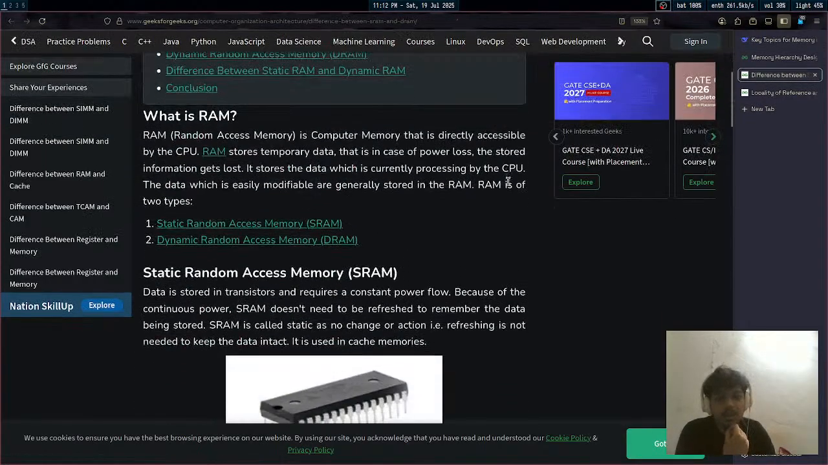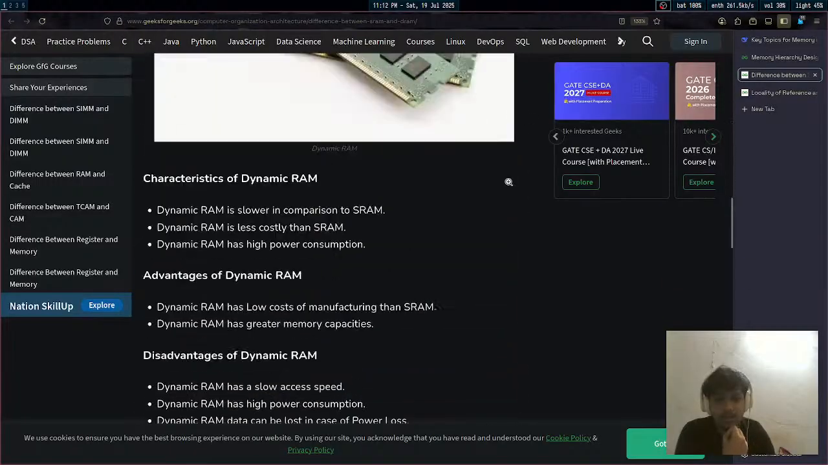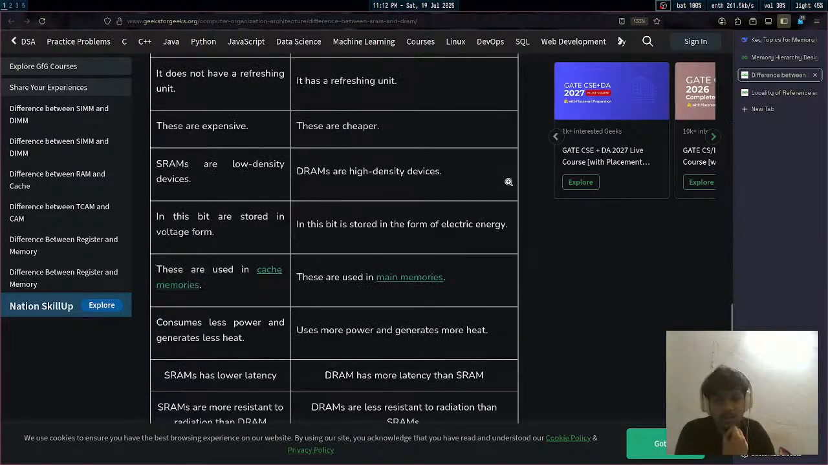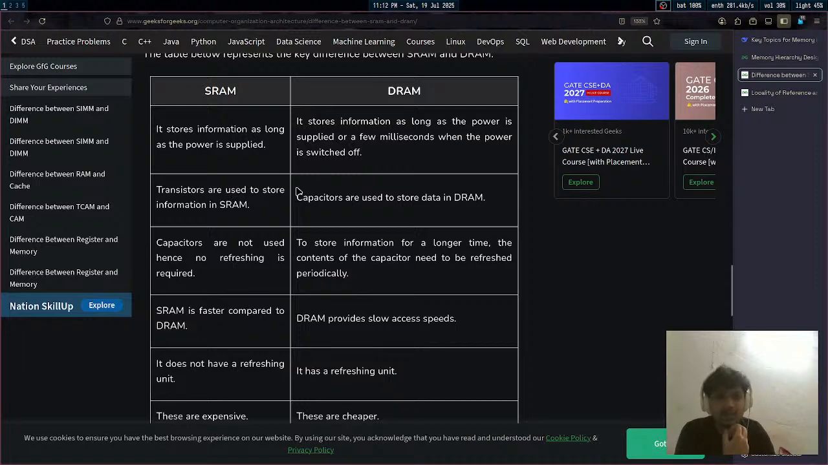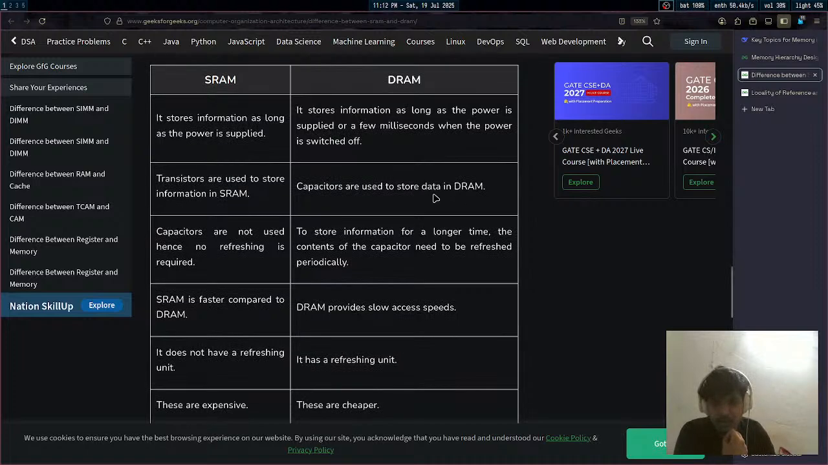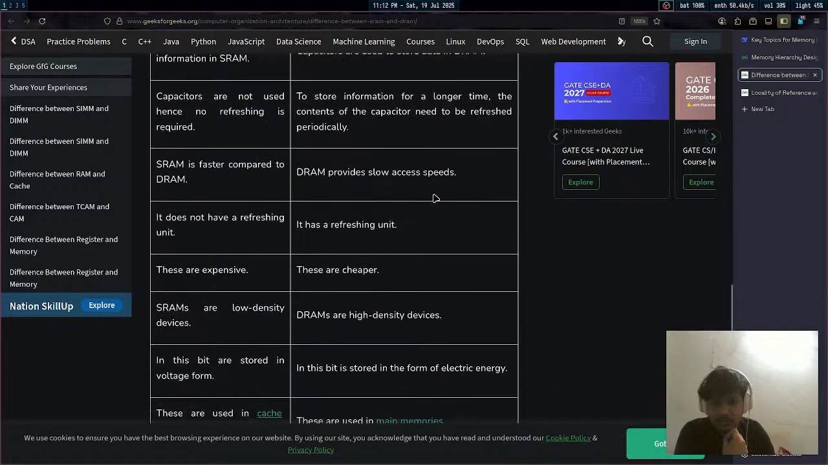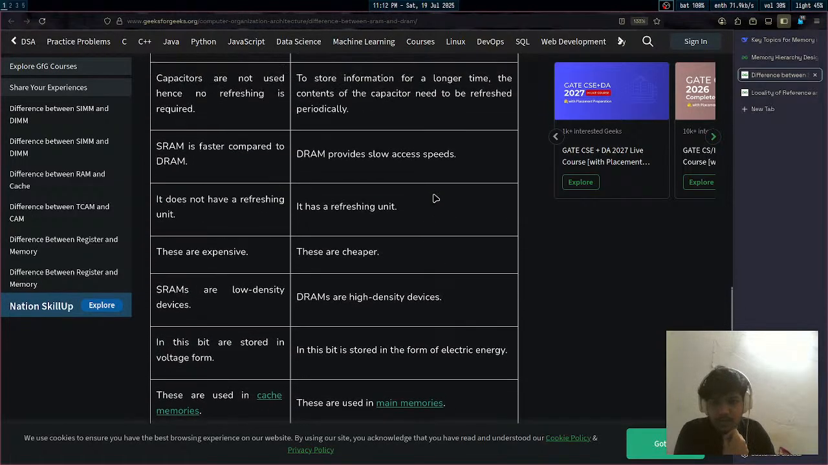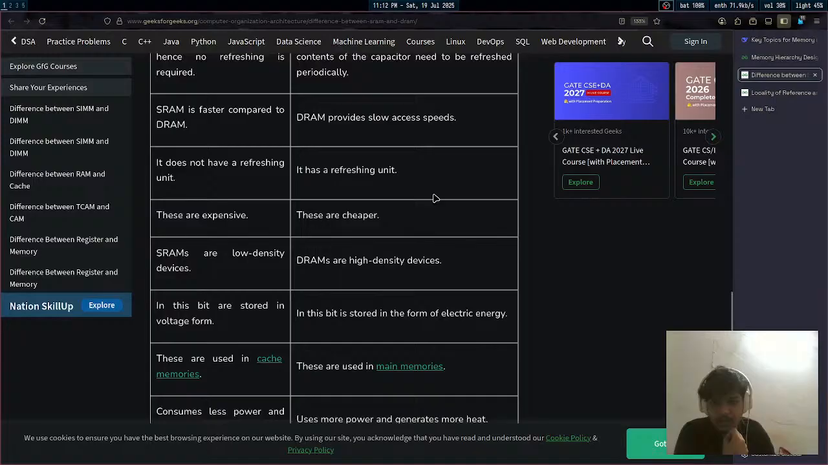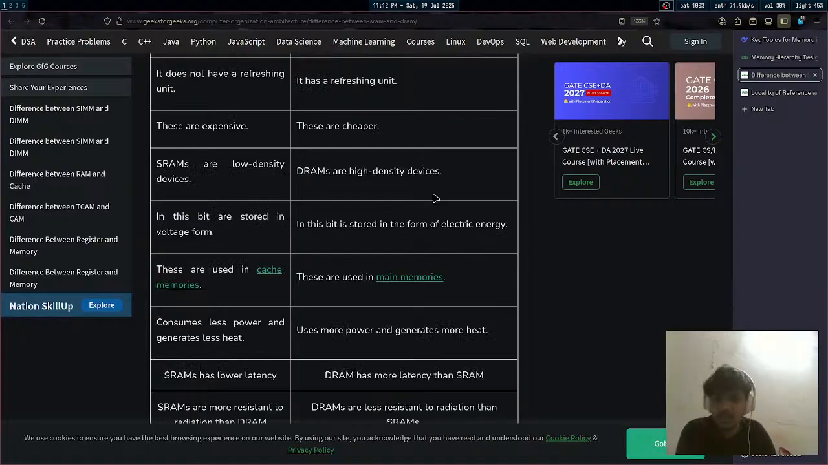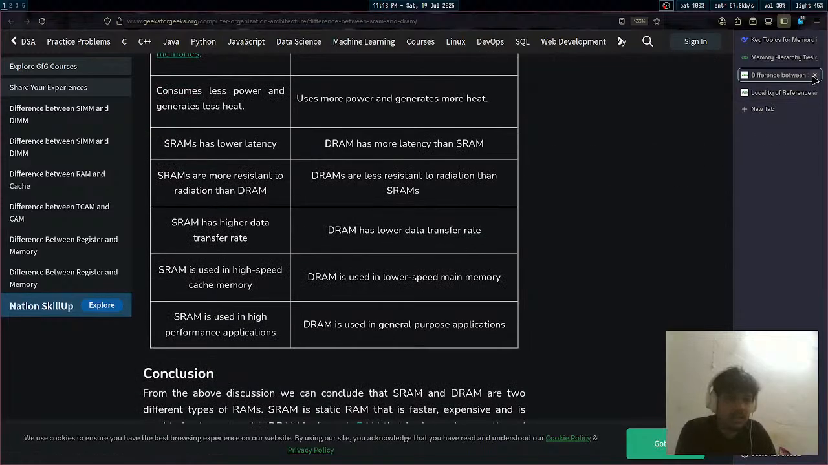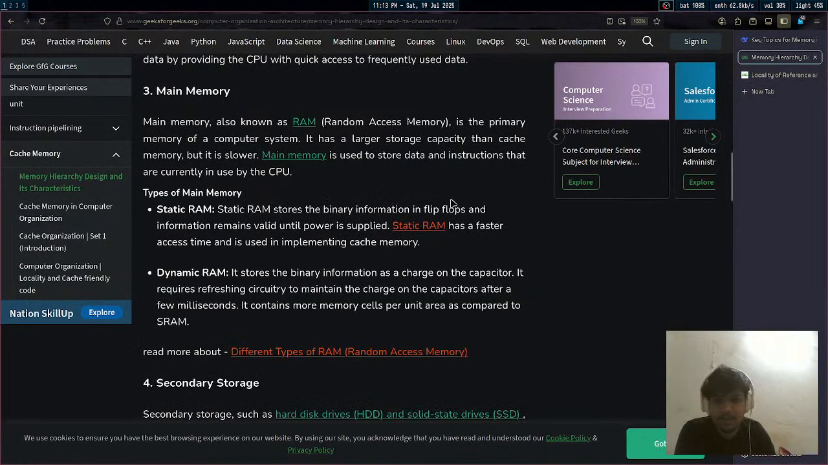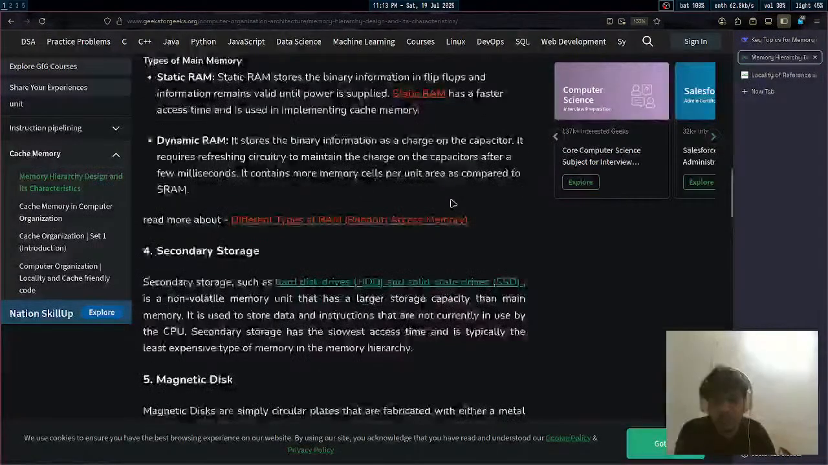It does not require capacitor and stuff. That is all I know. But what are static RAMs built from? Transistors are used. So these transistors are not used for this. Okay, sure. It has a refreshing unit. SRAMs are expensive, low density devices. Yeah, okay, this should be enough. I think what I know is enough for now.